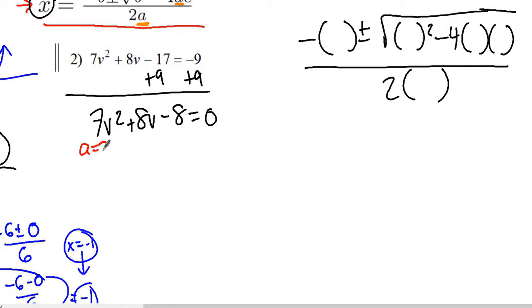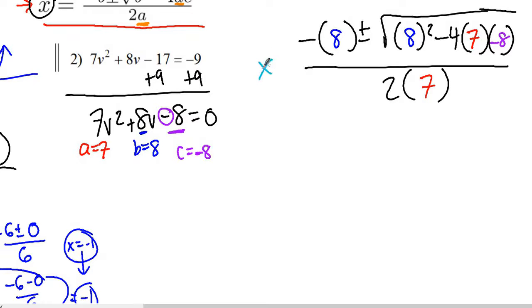So a is equal to 7. So the a's in the quadratic formula go there and there. B is equal to this number right here. It's equal to 8. So negative b would be negative 8, and 8 squared, b squared right there. And then finally c is also equal to, or it's not equal to 8, it's equal to negative 8. You have to include that negative sign. That's important. Okay, now we can simplify this from there.